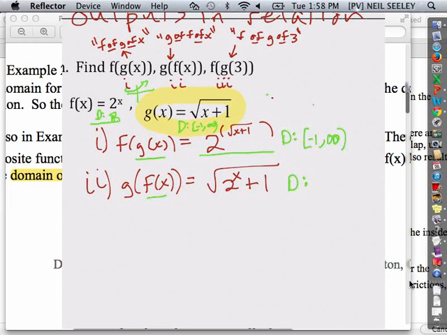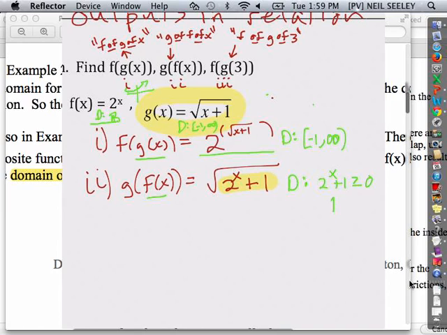The only thing that comes to mind is, hey, just make sure the insides are never, ever less than 0. And the way we work that out is we do a little solving. We actually say 2 to the x plus 1 has got to be greater than or equal to 0. And we solve it and try and find x.